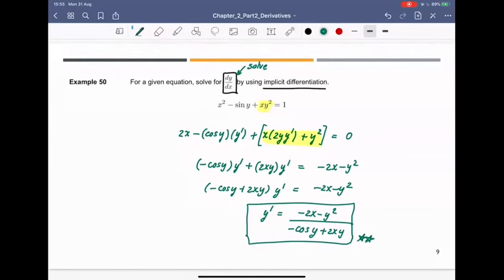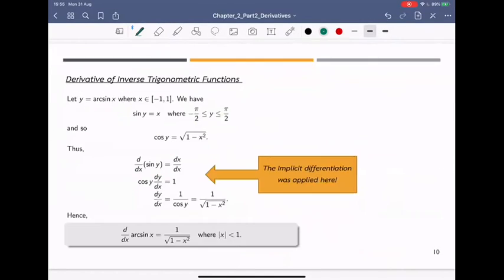See, this is pretty simple and easy, right? All right, so let's move to derivative of inverse trigonometric functions.